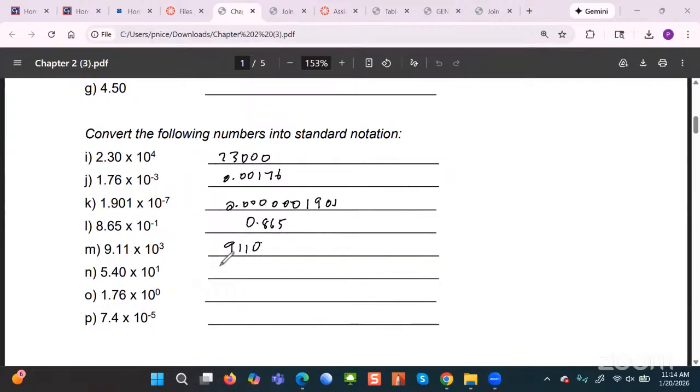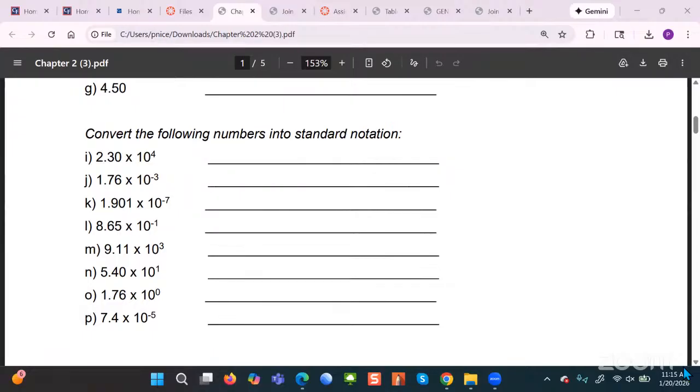What about N? 5.0 times 10 to the 1. 50. Actually, it's 50.0. Again, I'm going to explain why shortly. And then we get to O, 1.76 times 10 to the 0. That's easy. It's 1.76. And then what about P, 7.4 times 10 to the minus 5? 0.000074. Okay, very good. That's how that is done. All right. Let me clear this.